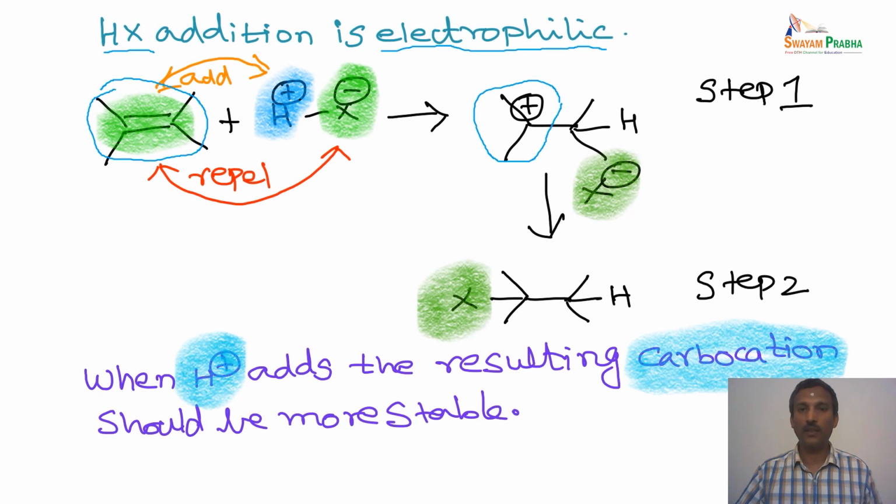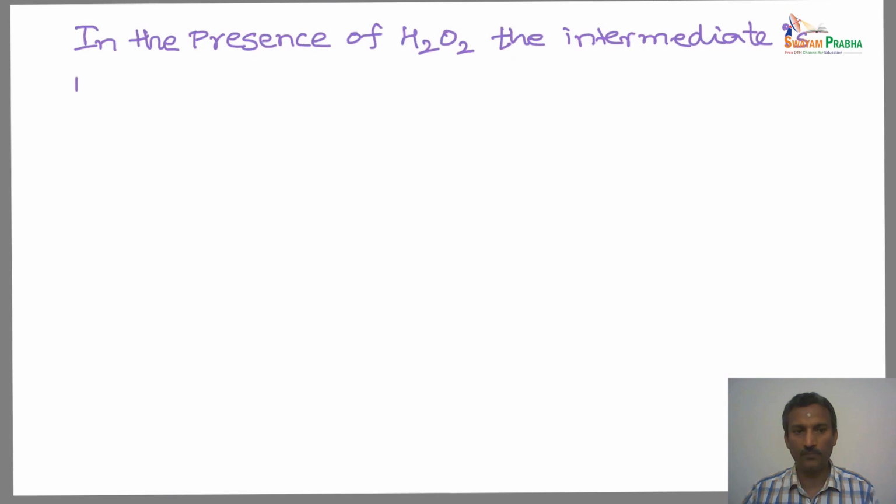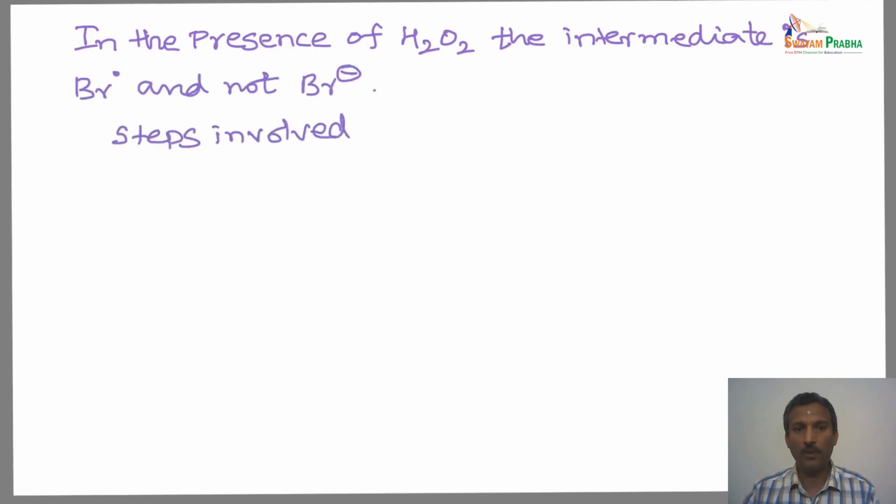In the case of unsymmetrical alkenes also, the reaction proceeds in the same fashion. The first step is the addition of H plus, followed by the second step, the addition of X minus. In the presence of hydrogen peroxide, the intermediate formed is a bromine radical and not the bromide ion. The steps involved are given below.